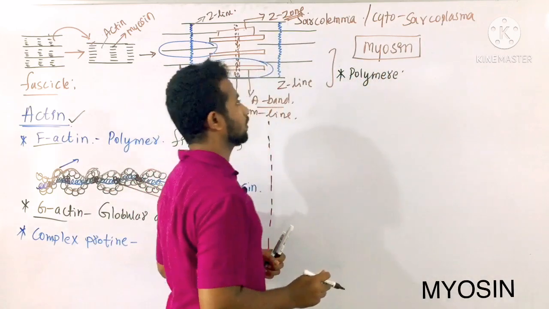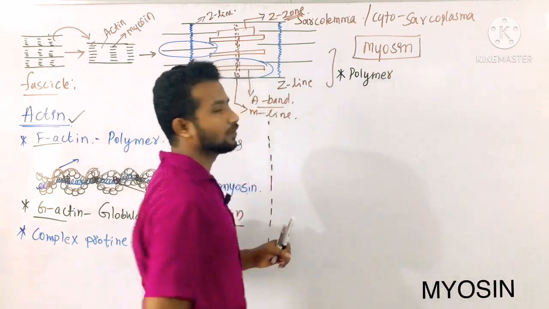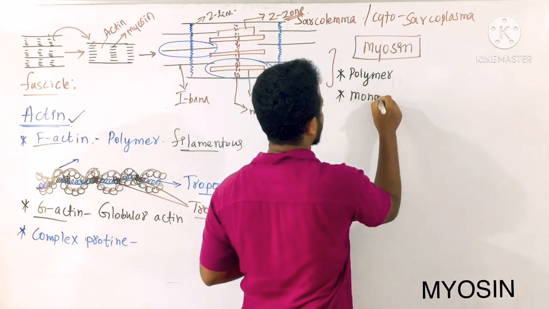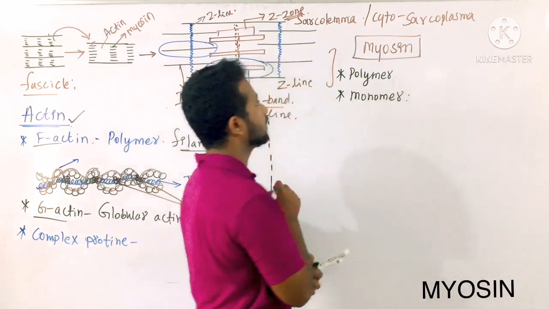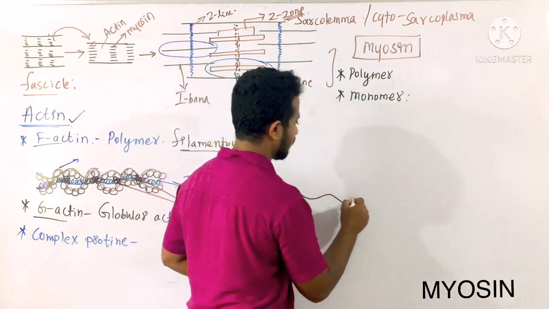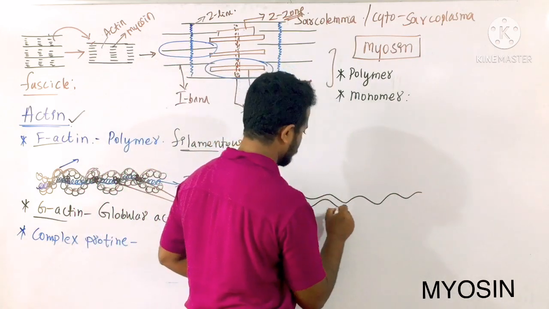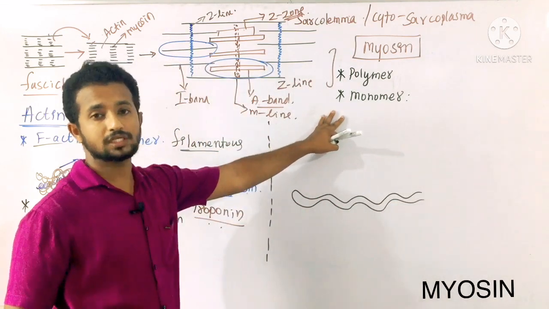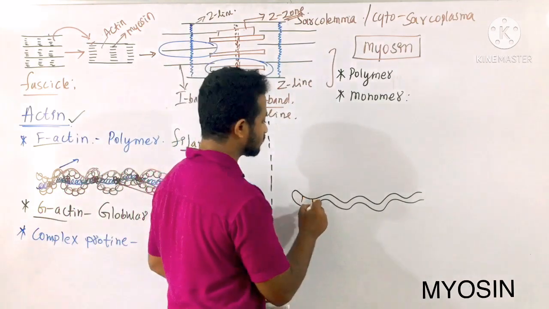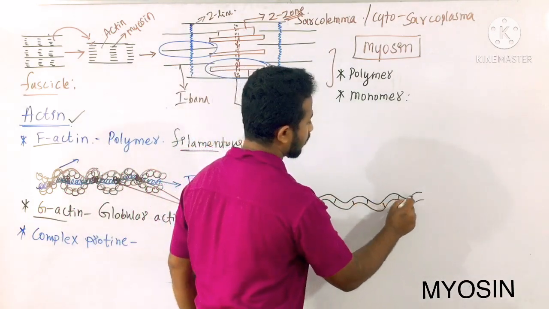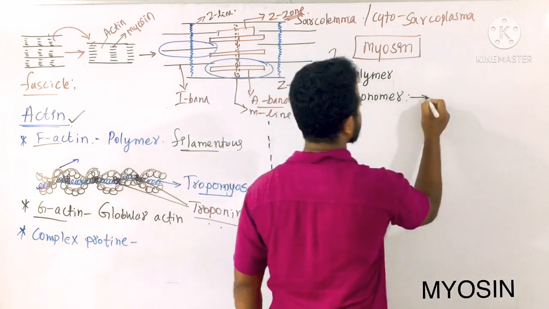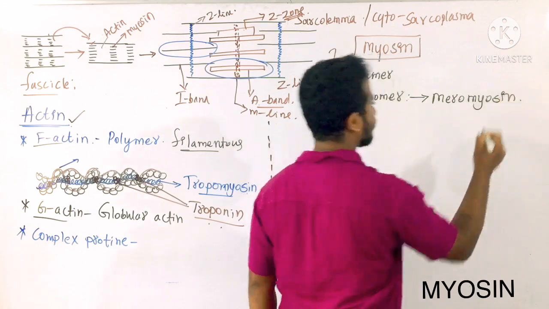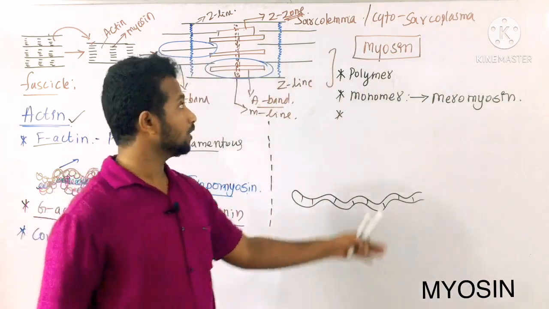and this polymer should also be made up of monomeric units. Here is the filamentous myosin, this is the filamentous structure. This filamentous structure is also made up of monomeric units. Here the monomeric units of this myosin are called meromyosin. What are meromyosins? They are the monomeric units of the myosins.